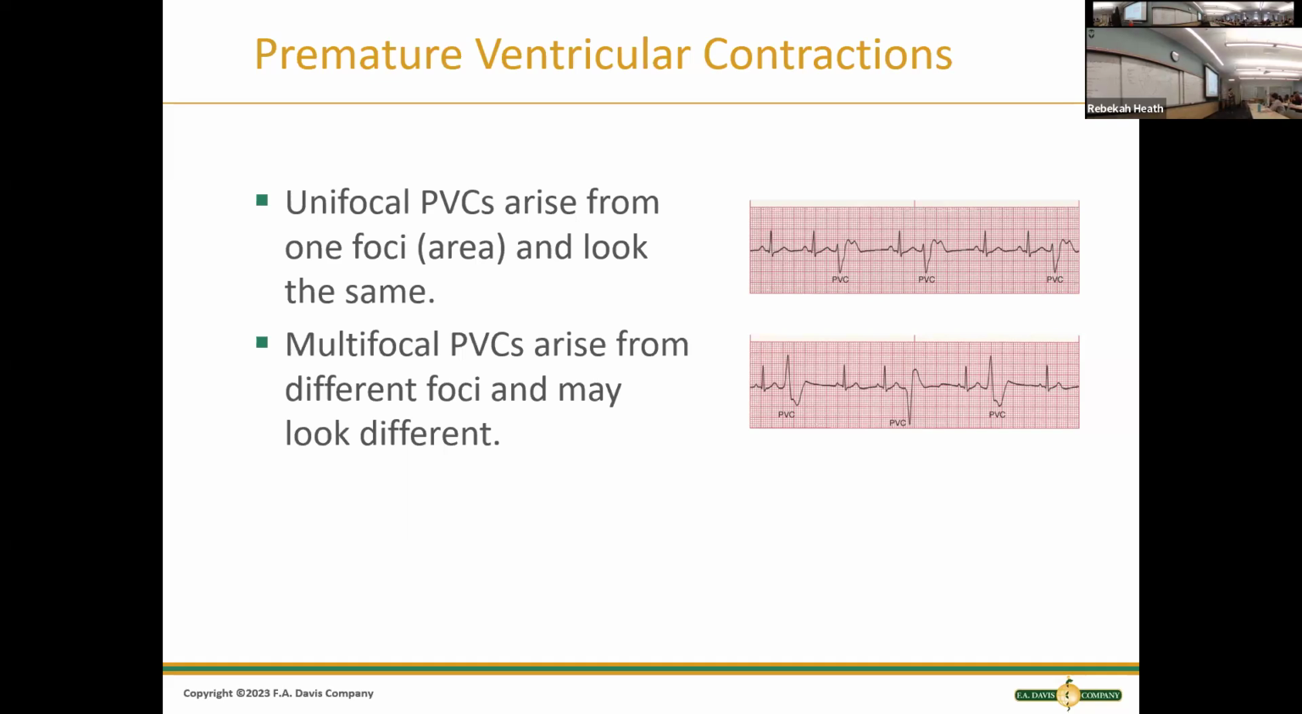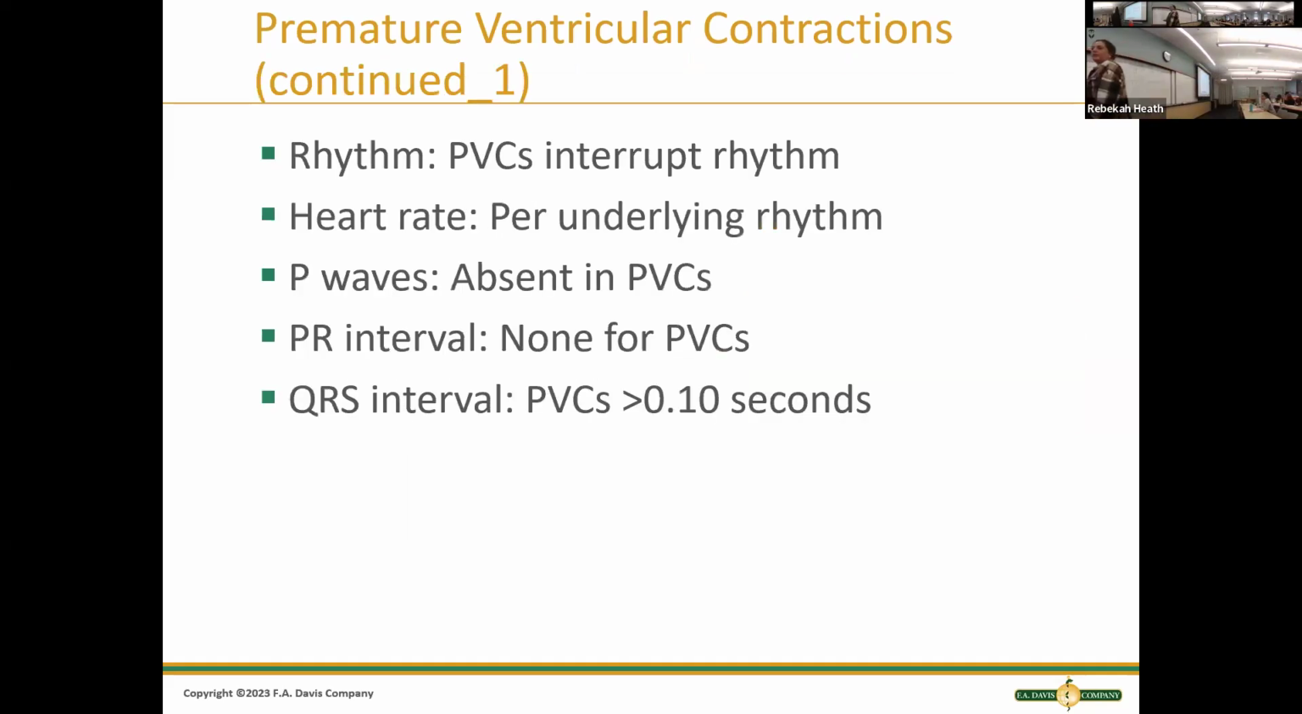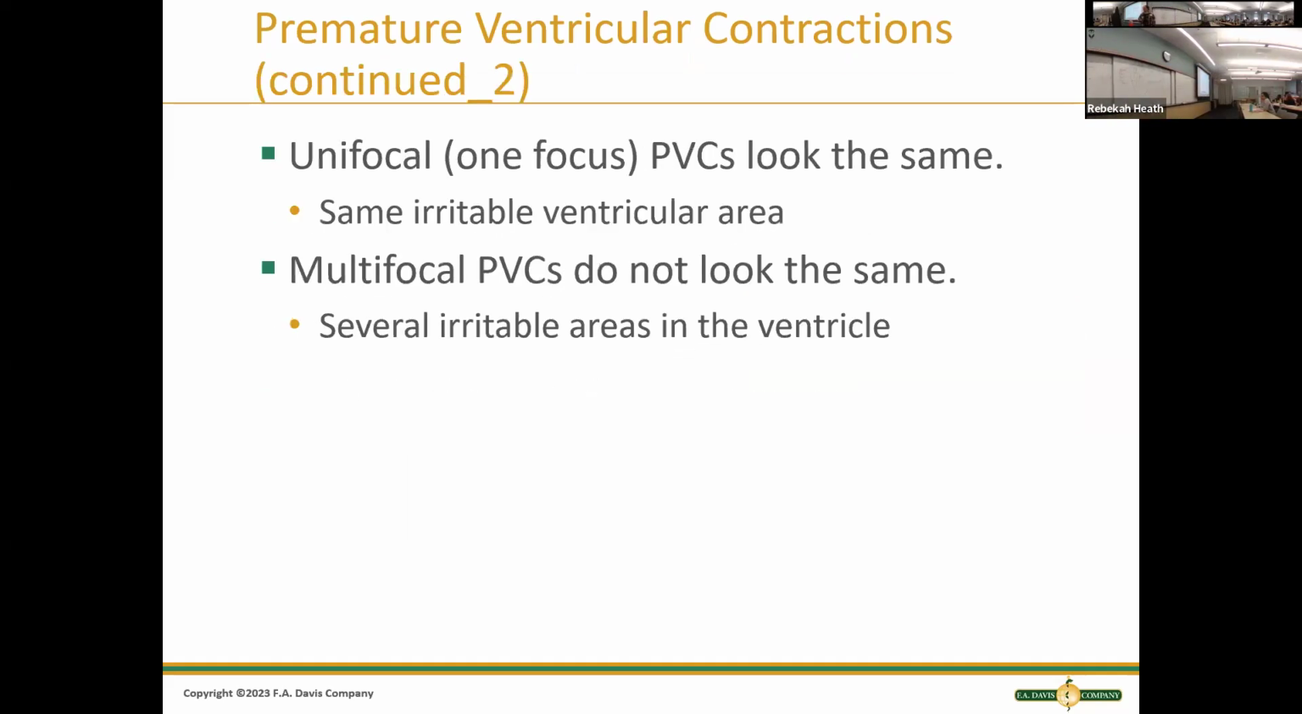If they all are going the same way, like on the top one where all those PVCs are deflecting down, those are called unifocal. That means there's just one spot in the heart that's kind of irritable. Sometimes they will deflect up and they'll deflect down, and that means there are a couple of different spots that are irritable. That's called multifocal. Which patient's more unstable? Multifocal. Yeah, it's got more issues, more areas of the heart that are just wanting to act wild. Okay.